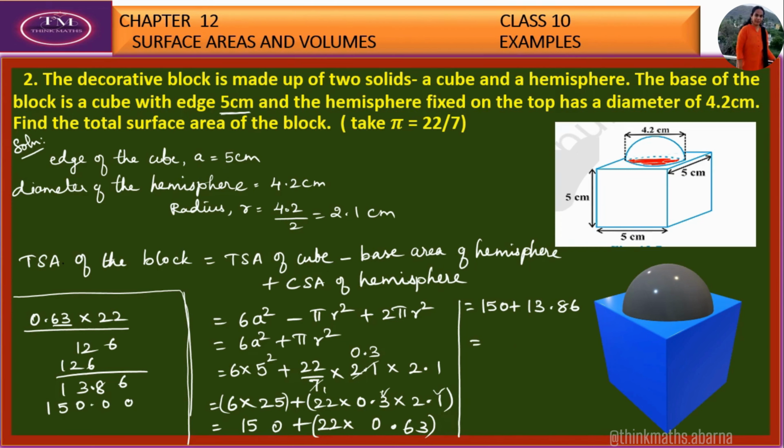So it is nothing but 150.00. So after decimal, if you include 0, there will not be any change. So if you add 6 plus 0, 6, 8 plus 0, 8. 0.3 plus 0, 3, 1 plus 5, 6 and this 1. So the answer is 163.86 centimeter square. So this is the total surface area of this block.